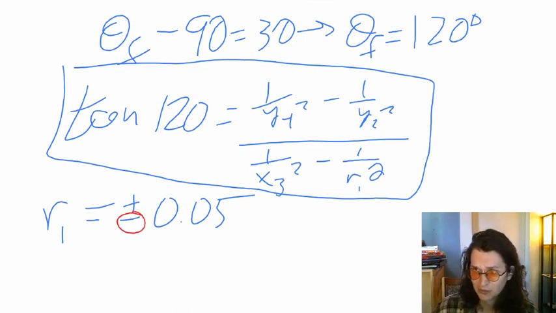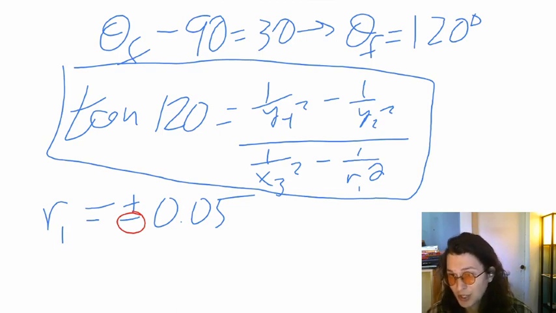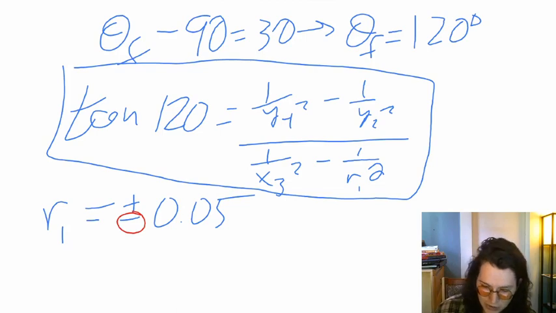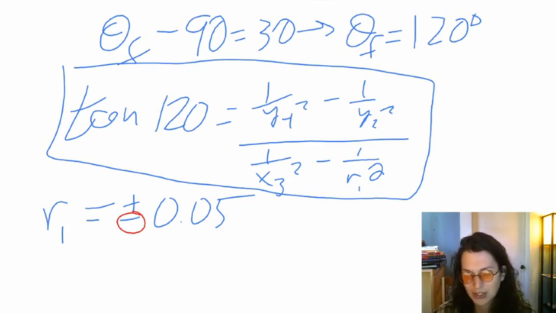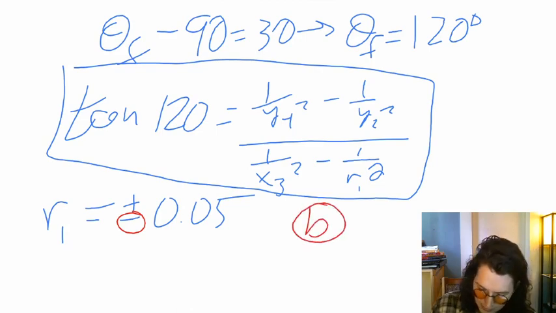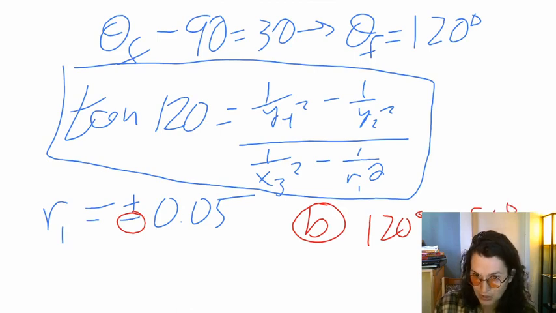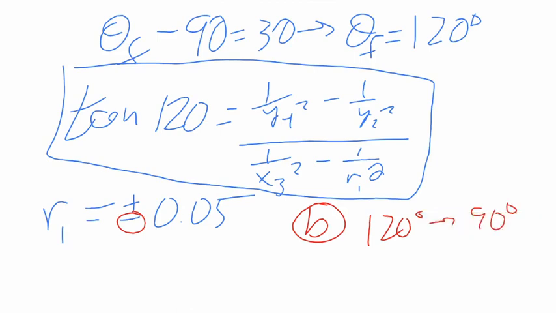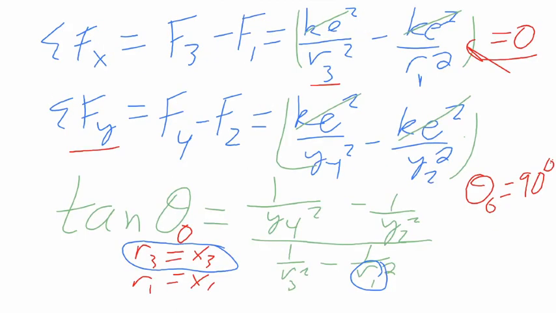In part B, we want to keep particle 1 at that new negative value. We now want to move particle 3. And as we do this, we want to rotate the direction of the field back to where it was. So for part B, we want to go from 120 degrees back to 90 degrees. How do I get back to 90 degrees by changing R3 now? Well, I'll plug in the R1 that I already have, and I'll solve for R3. But again, when I try to do tangent of 90, I'm going to get undefined.